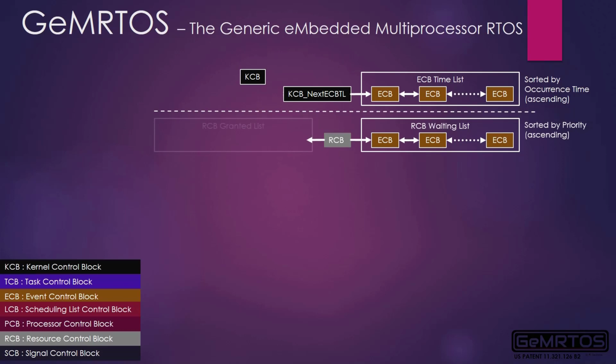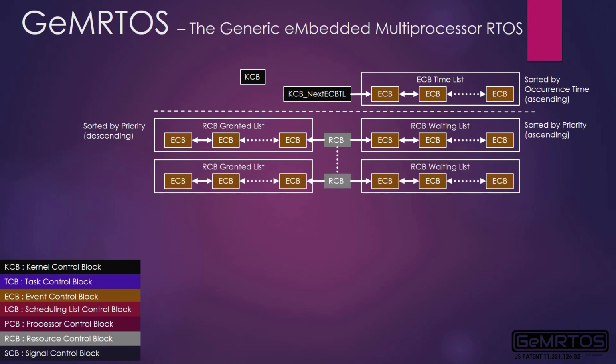The granted list is the other main resource list. This list connects the events associated with semaphore grants, message receivers, or data consumers, depending on the type of the resource. It is possible to create as many resource control blocks as needed.